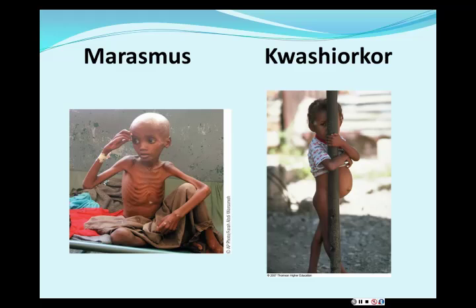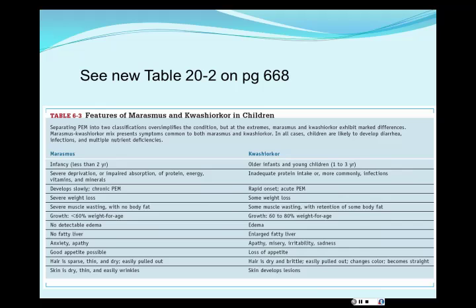So here's a picture of the two. There are mixes of these two with various symptoms from each. In all cases, children are likely to develop diarrhea, infections, and multiple nutrient deficiencies. And this is in your book on page 668, and it points out the differences between marasmus and kwashiorkor, looking at the age, developing slowly or rapidly, the weight loss, edema, fatty liver, some of those different things. It just points out some of the features between the two.